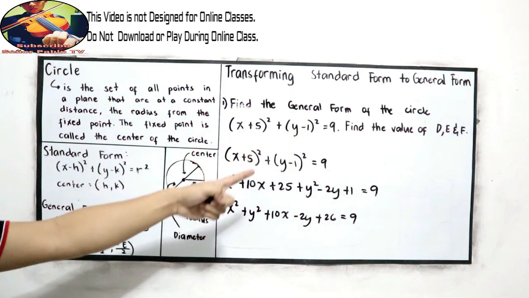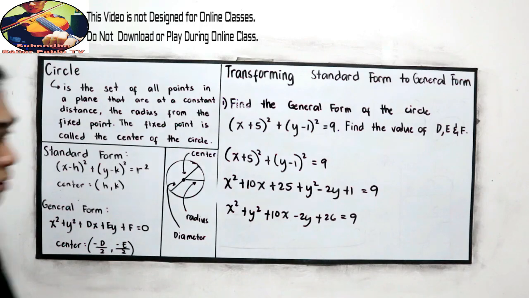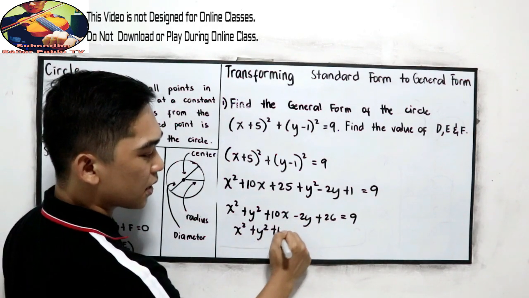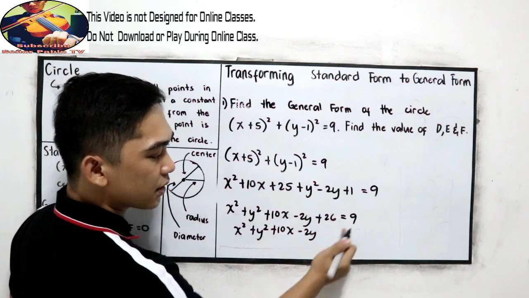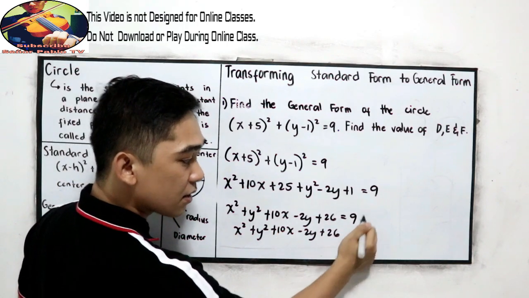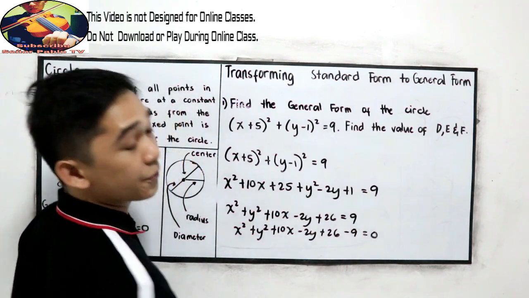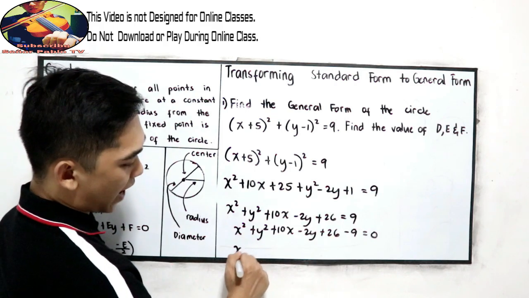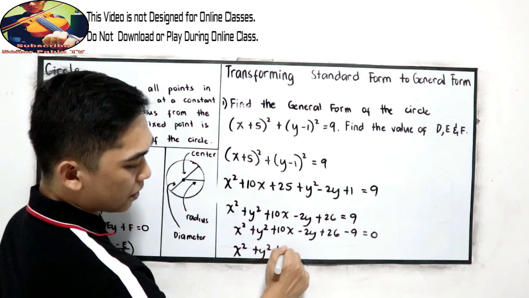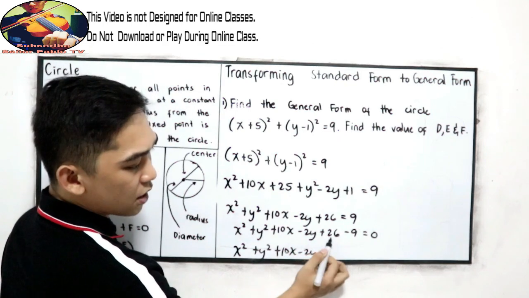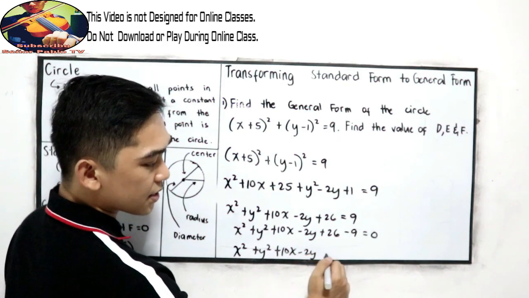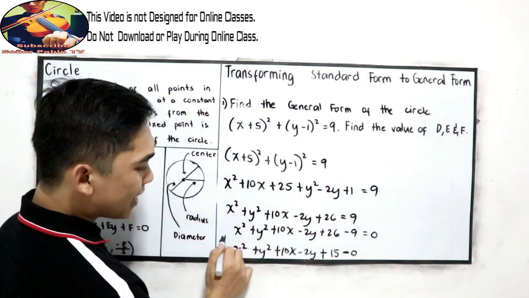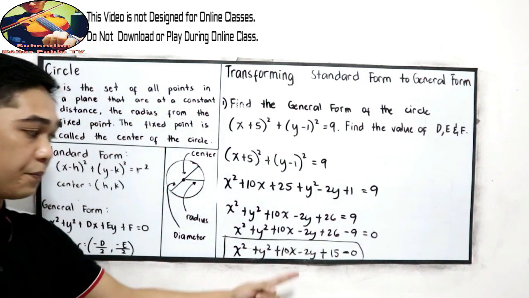Again, our general form is equated to 0. So, x squared plus y squared plus 10x minus 2y plus 26 minus 9 is equal to 0. Let us combine 26 minus 9. So, x squared plus y squared plus 10x minus 2y, 26 minus 9, that is positive 15 is equal to 0. This is now our general form.